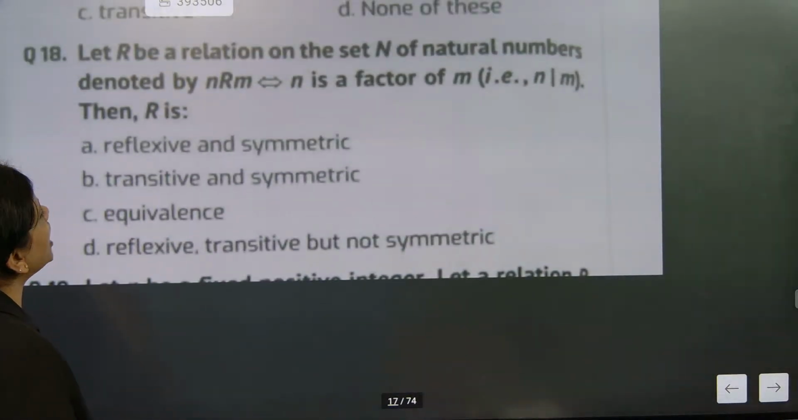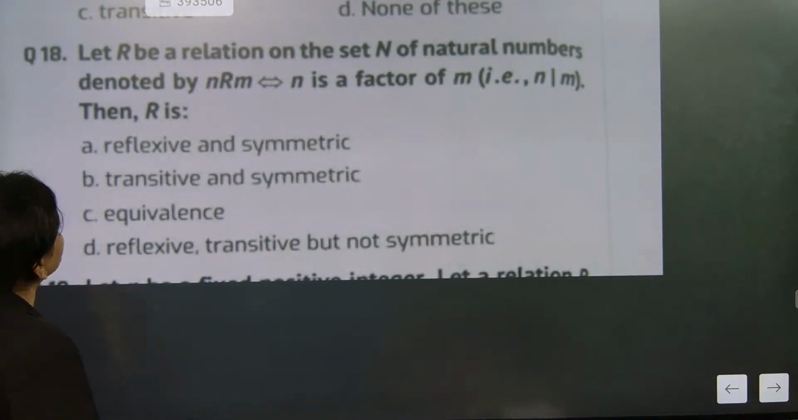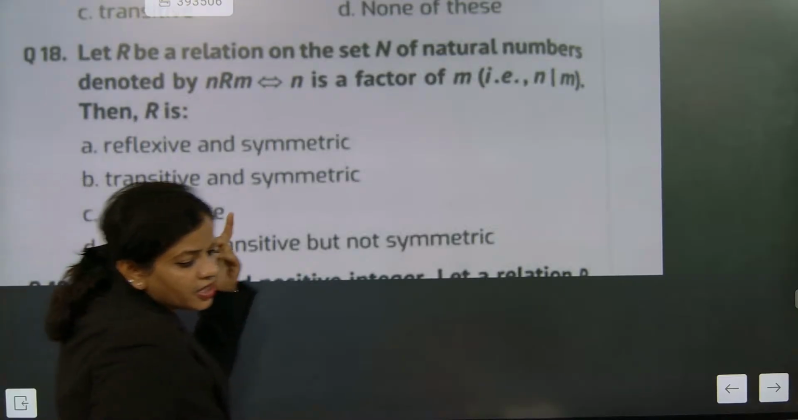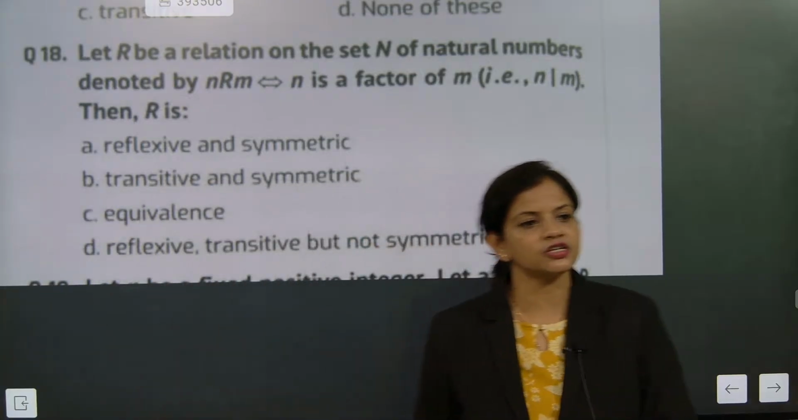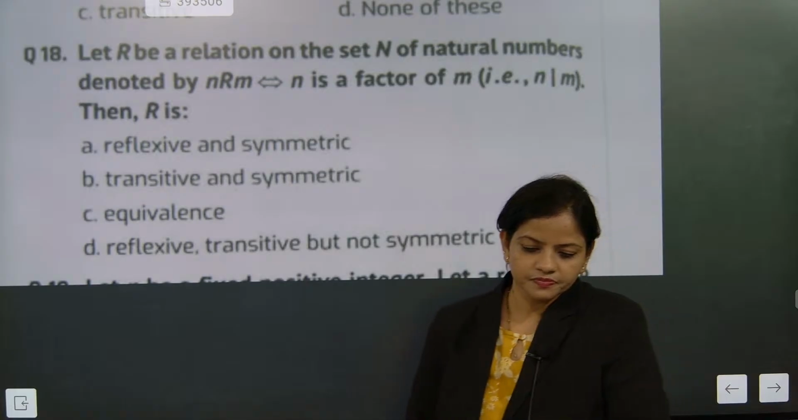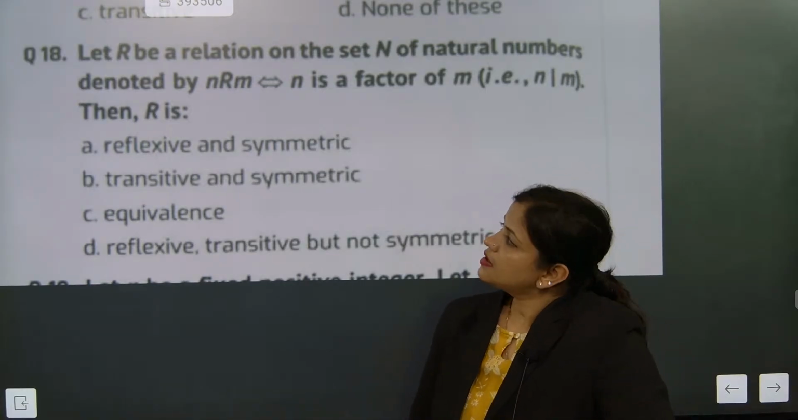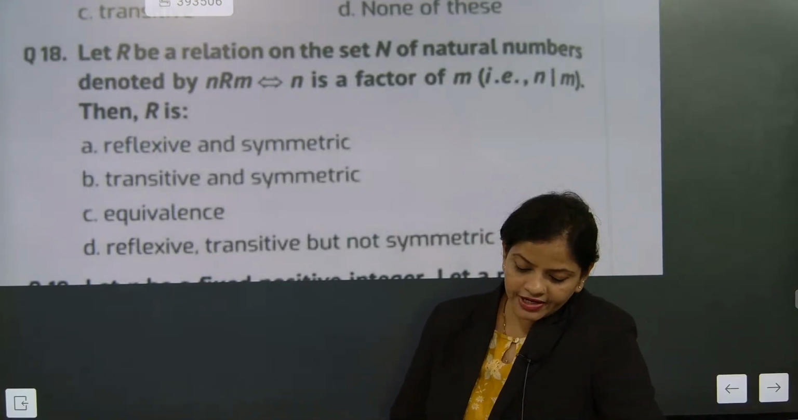Now check this part. R is a relation on the set of natural numbers, denoted by n is a factor of m. Then what is it going to be? 100% n is a factor of m. Is it going to satisfy the reflexive relation? Come on, go for it. Option B, reflexive transitive. Everybody please check question number 18 and say the answer.